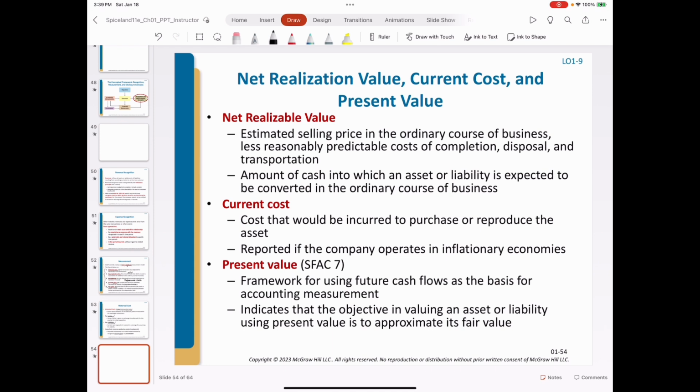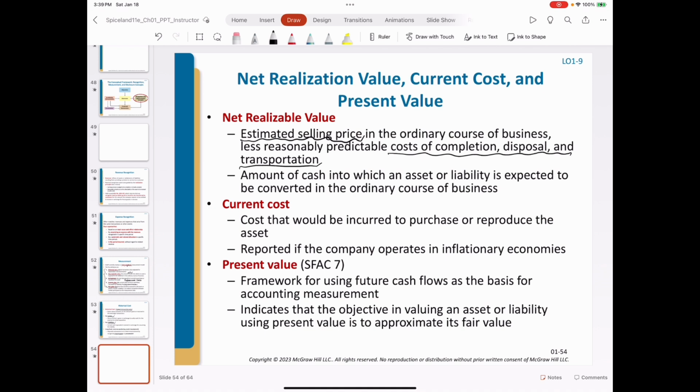Net realizable value, which is defined as the estimated selling price in the ordinary course of business, less reasonably predictable costs of completion, disposal, and transportation. It is not just the estimated selling price. You should also subtract the cost of completion, disposal, and transportation.